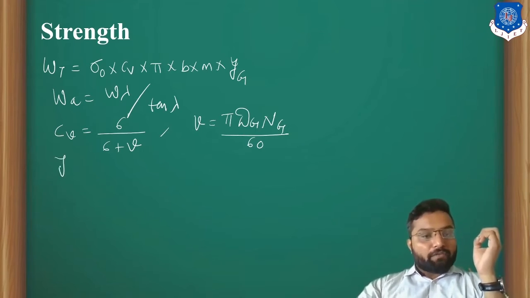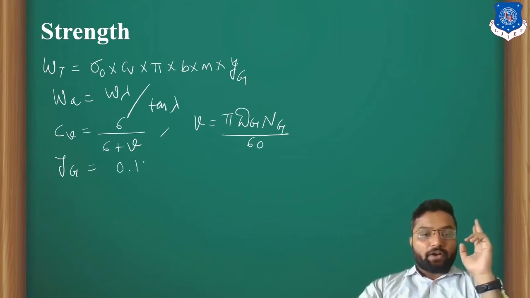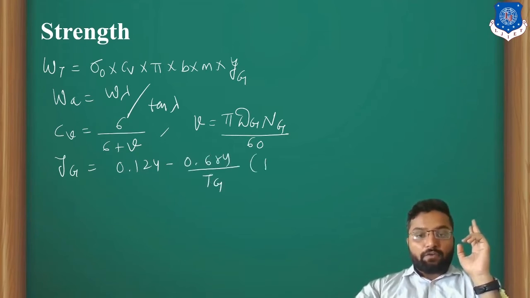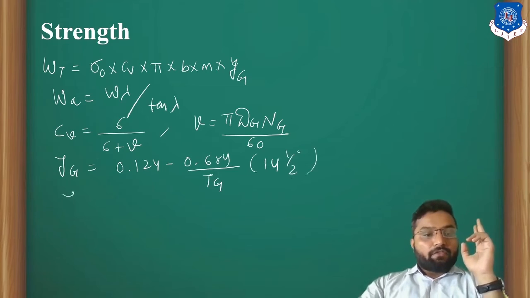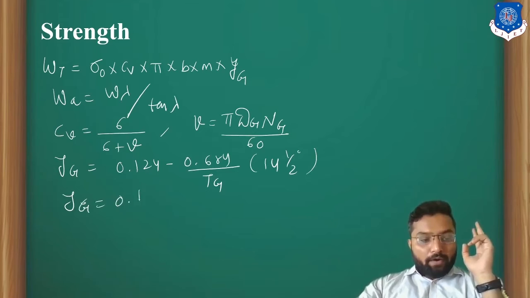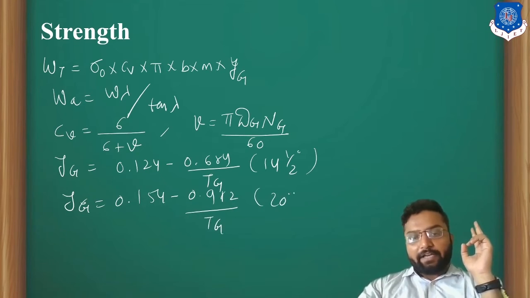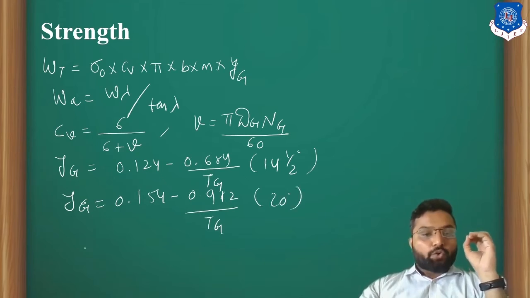Now yg, what will yg be? The yg for 14 and a half degrees is 0.124 minus 0.684 by Tg. This is for 14 and a half, when our phi is 14 and a half degrees. Clear? For 20 degrees, yg will be 0.154 minus 0.96912 divided by Tg. This is for 20 degrees. So these are our tooth form factors.